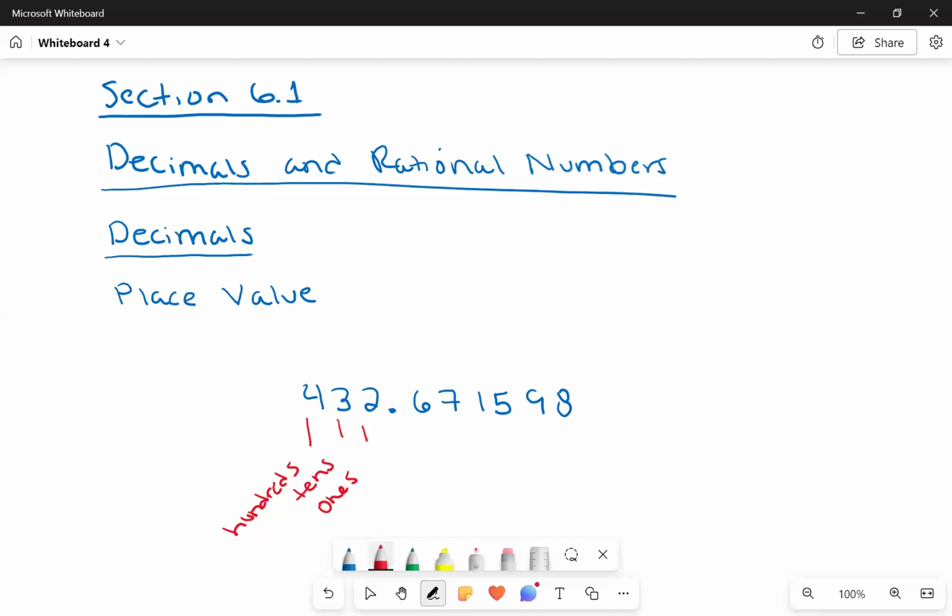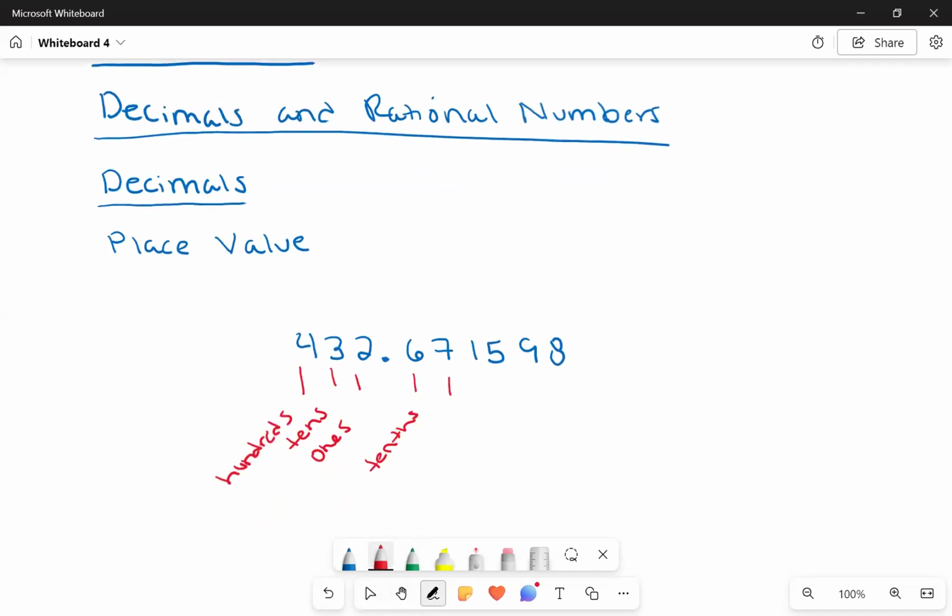Then we have the decimal, and after the decimal, we start mirroring what we have in front of the decimal, with the exception of the ones place, which never gets repeated. There's only one ones place. So 6 would be in the tenths place. And then 7 would be in the hundredths place. And we add the THS to emphasize that we are behind the decimal. I just realized I wrote that funny.